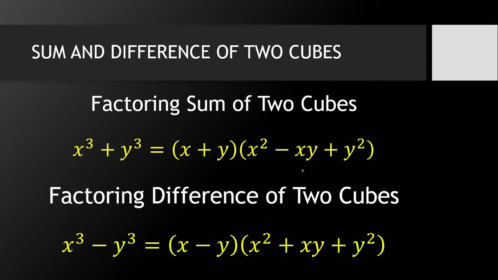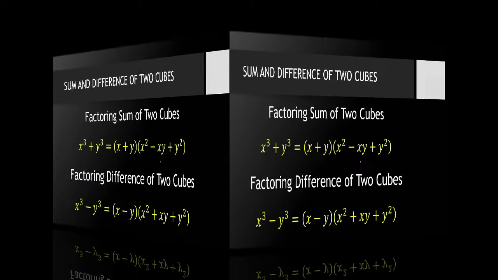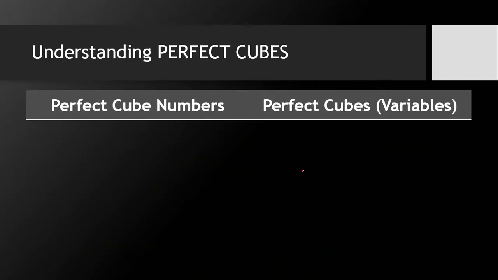If we analyze, the factoring of the sum and difference of two cubes entails two factors wherein the first factor is a binomial factor and the second factor is a trinomial factor. So how do we factor the sum and difference of two cubes? We will find out. But before that, we must first understand what perfect cubes are.